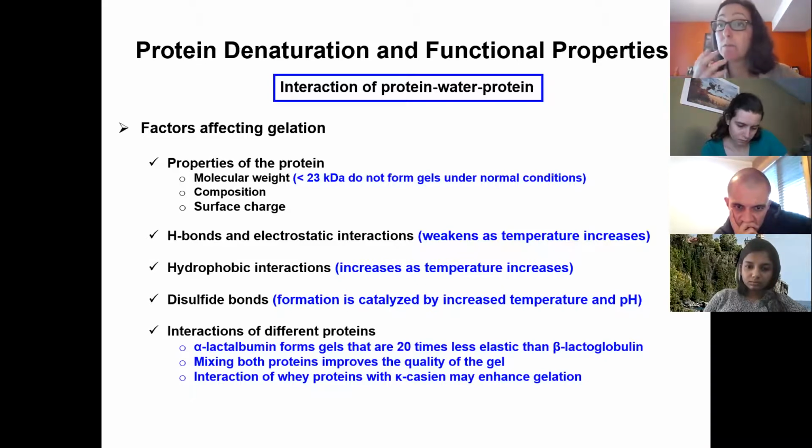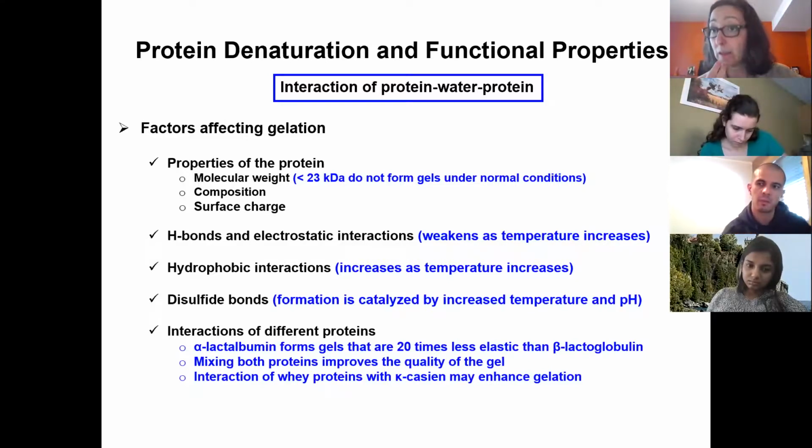Also, interaction of different proteins. So sometimes in the formation of yogurt, they add a little bit more whey protein. Why? Because when you heat and pasteurize and then try to form the gel, to set the gel, whey protein has this free sulfhydryl group. It can interact with kappa casein by disulfide linkages and strengthen the gel. So that's why in some yogurt formulations, they add whey protein to it.